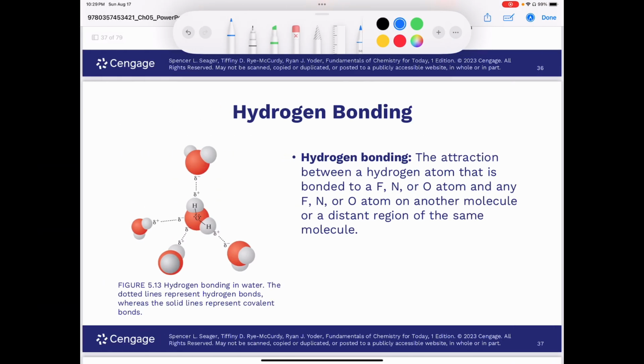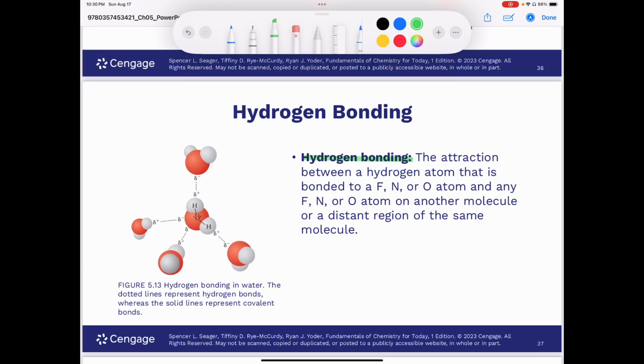Next, we move on to hydrogen bonding, and hydrogen bonding is the reason why water has such a high boiling point. I mean, we take it for granted that water has a boiling point of 212 degrees Fahrenheit or 100 degrees Celsius, but it's because of hydrogen bonding. Okay, and hydrogen bonding is the attraction between a hydrogen atom that is bound to either fluorine, nitrogen, or oxygen and any fluorine, nitrogen, or oxygen atom on another molecule or a distant region of the same molecule.